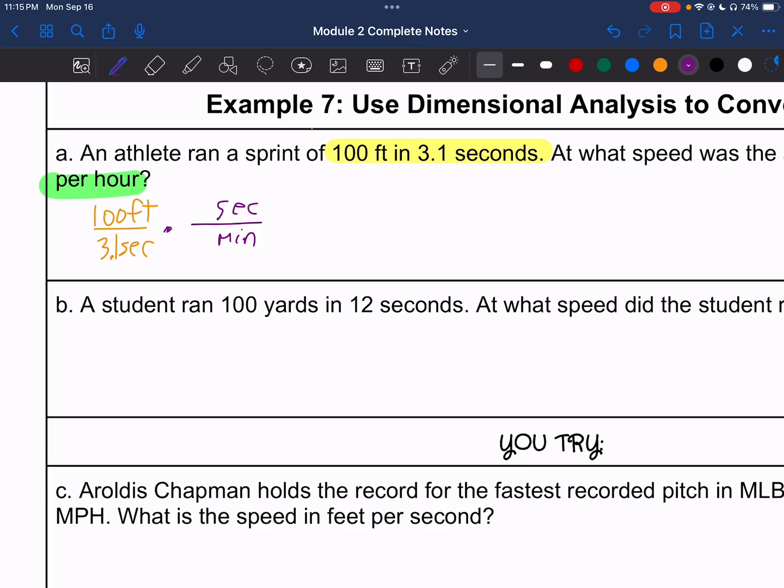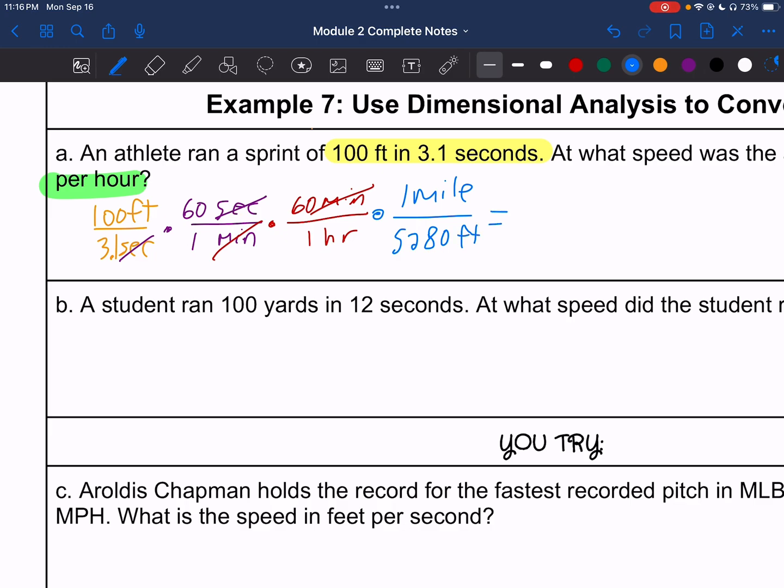So I know there's 60 seconds in 1 minute. I also know that there are 60 minutes in 1 hour. So now, as we've gone through here, my seconds have canceled out. Okay, my minutes have canceled out. So now I have feet per hour if I'm just looking at my units. Not quite where I want to be, so we can keep working. We have feet per hour and we want to be in miles per hour. So that means you need to use the conversion factor for miles, which is that 1 mile is equal to 5,280 feet.